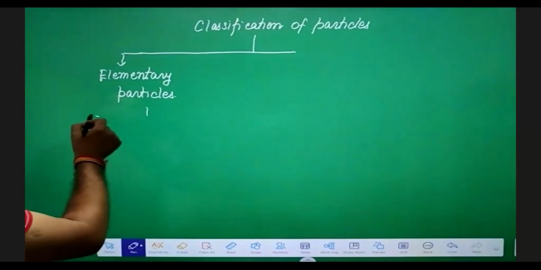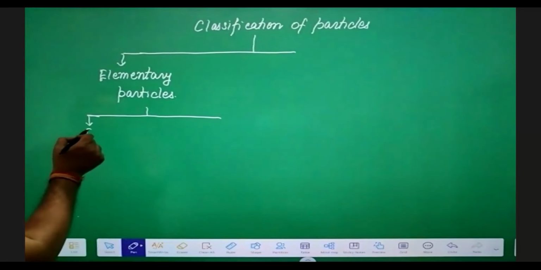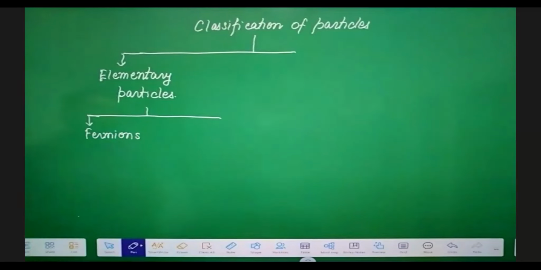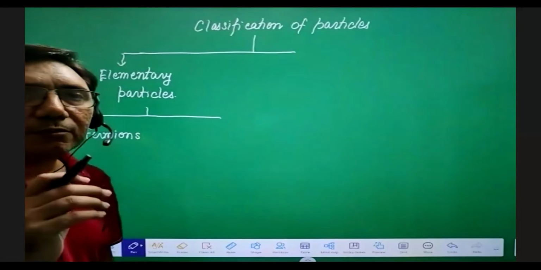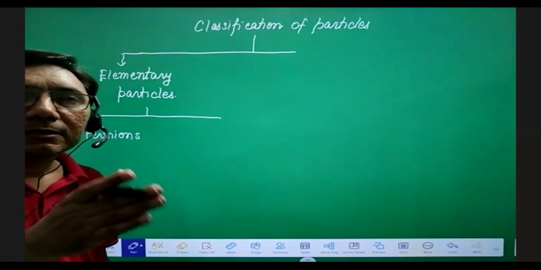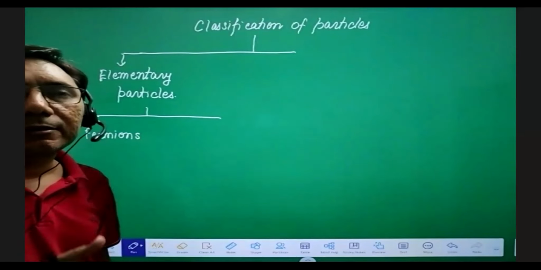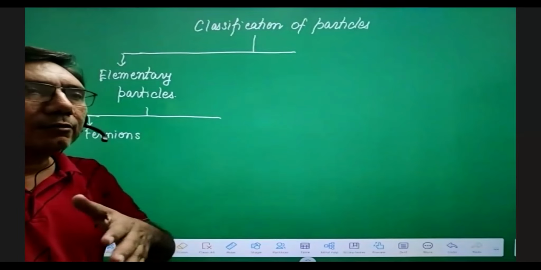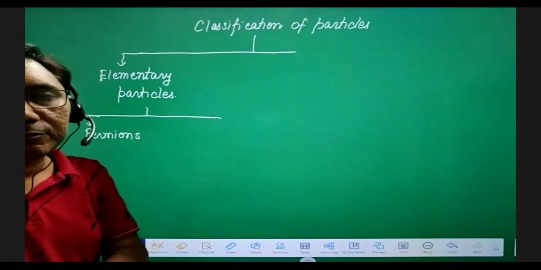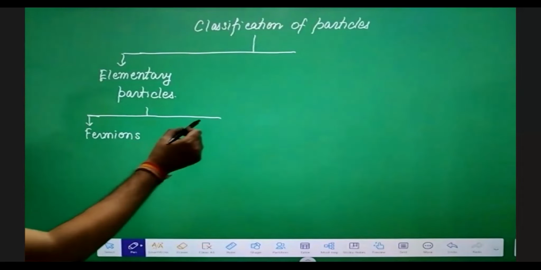This category consists of two types of particles. One is fermions. What is the meaning of fermions? The meaning of fermions is simple. Those particles whose spin is half integer, like 1/2, 3/2, 5/2, are called fermions. So their spin is 1/2, 3/2, 5/2, like this.